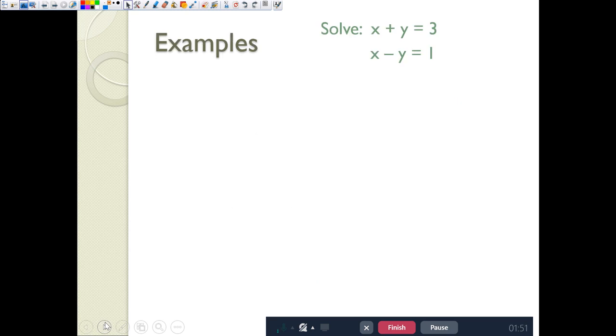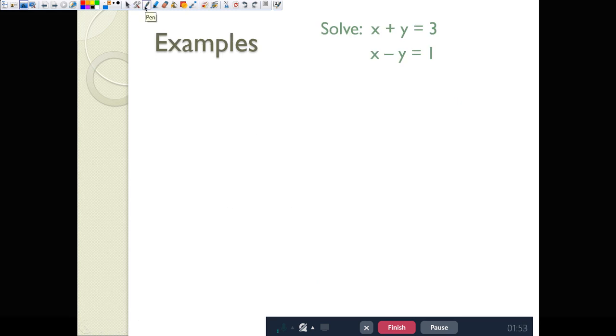So, are these both in standard form? I have x plus y equals 3 and x minus y equals 1. Yes. All right. Are x and x opposites? No. What about x and negative x? Yes. So I don't need to multiply by a number. So now I'm just going to take my two equations and add them together. Okay?